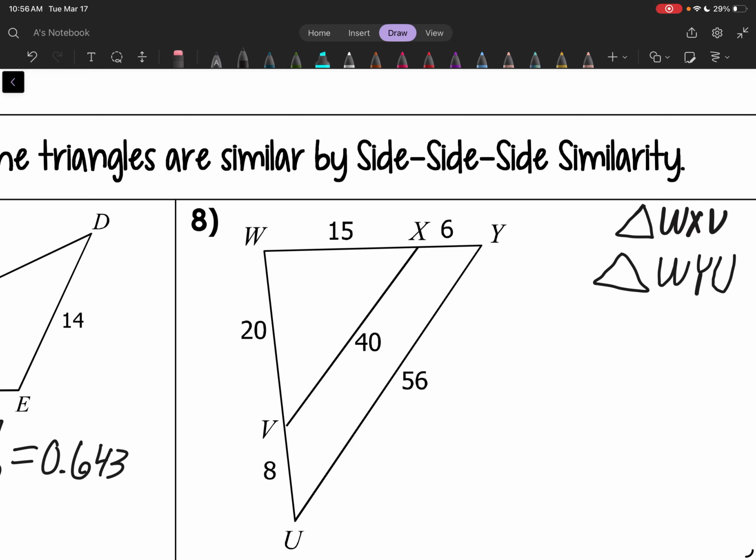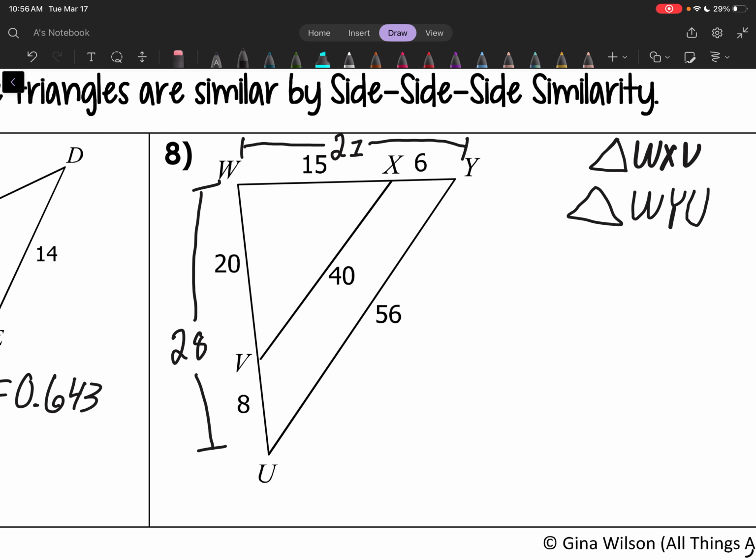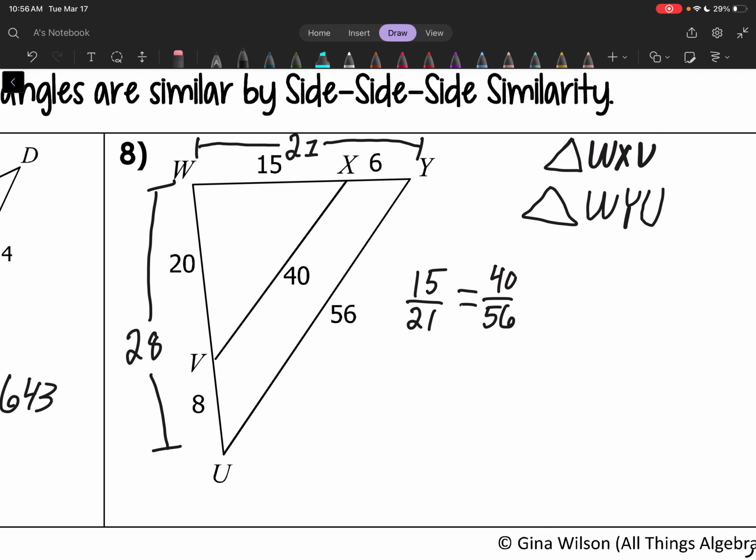Here's the thing where you're going to mess up if you mess up on this problem. WY is not 6. The triangle here is 15 plus 6, which is 21. Likewise, for W to U is 20 plus 8, 28. Now I can pair the similar sides. 15 over 21, 40 over 56, 20 over 28.